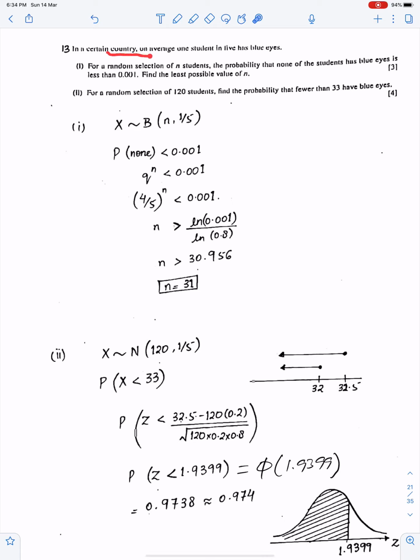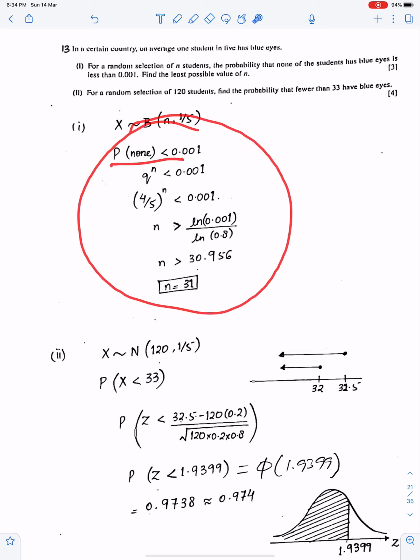In a certain country, on average, one student in 5 has blue eyes, 1 upon 5. The first part is of binomials, so I'm leaving this. You all know how to solve this. I'm not discussing binomial. I'm just focusing on normal approximation. This is simple, you know how to solve this part.